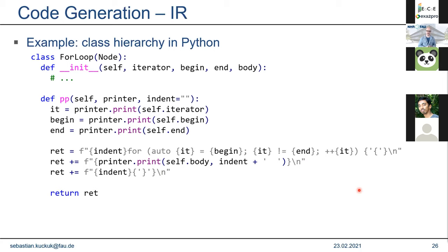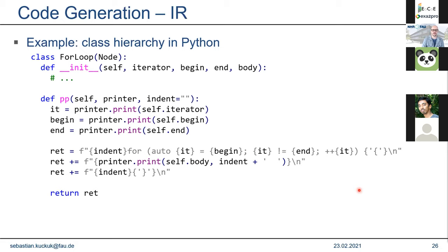And while this looks kind of similar to the approach before where we did the string manipulation, this is something completely different. Because here we're really recursively calling the print function of underlying nodes. So for this loop, it's not relevant what happens inside the body because it's just the responsibility of the body or the nodes in the body to print themselves. And this makes it much more composable.